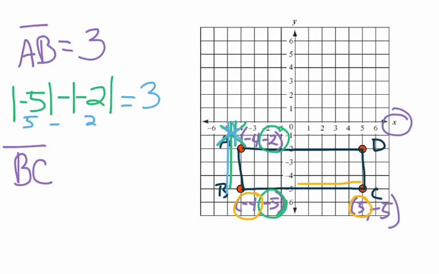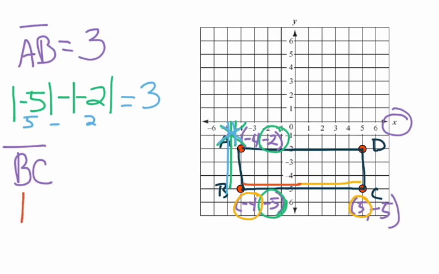I'm sorry, I think I accidentally said we're using the y-axis. We're definitely using the x-axis, so I apologize for that. Point C is 5 away from the y-axis. Point B is 4 away from the y-axis. So since they are in different quadrants, we're going to add them.